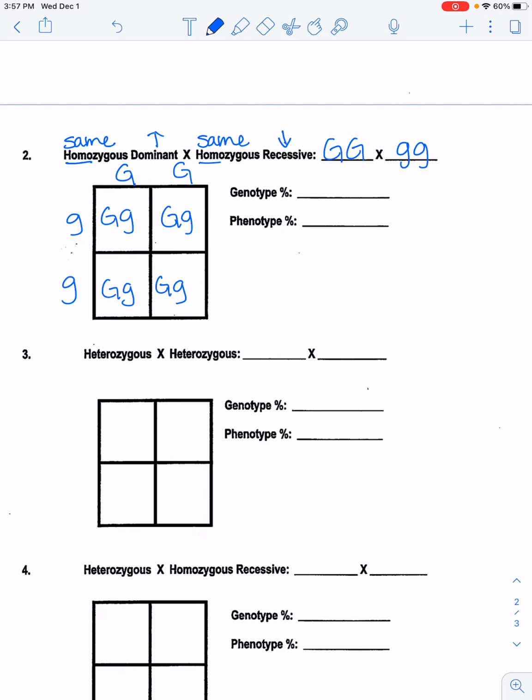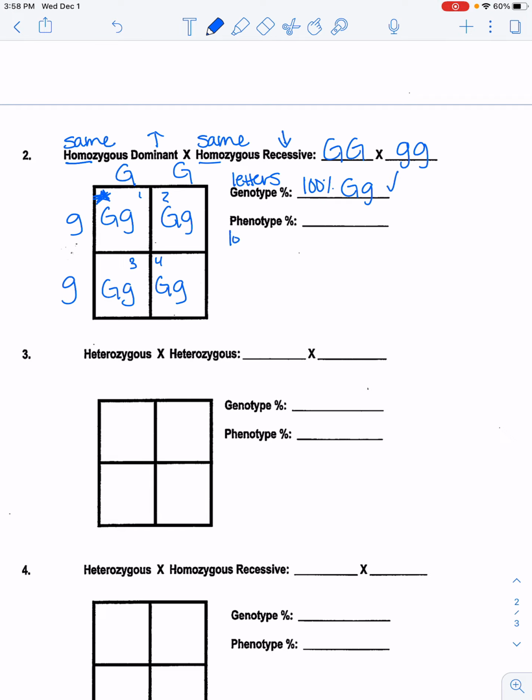As you can see, we have a similar situation in that all of these squares have the same genotype. So the genotype is the first thing we're going to look at. Again, this is referring to the letters. In box number 1, I'm always going to start here. I see that I have a big G and a little g, and I see that I have 1, 2, 3, 4 boxes that all have the same thing. That is going to be 100% big G, little g. That adds up to 100, so I am good to go.